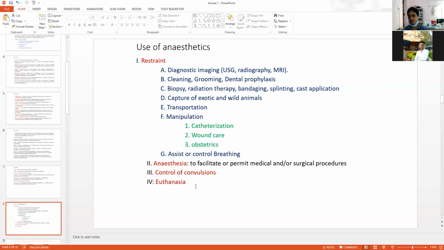And the next one is euthanasia. Sometimes mercy killing is also required for animals which cannot recover. This is just an example of painless death. Suppose an animal has a problem from which it cannot recover. So many times we recommend euthanasia.